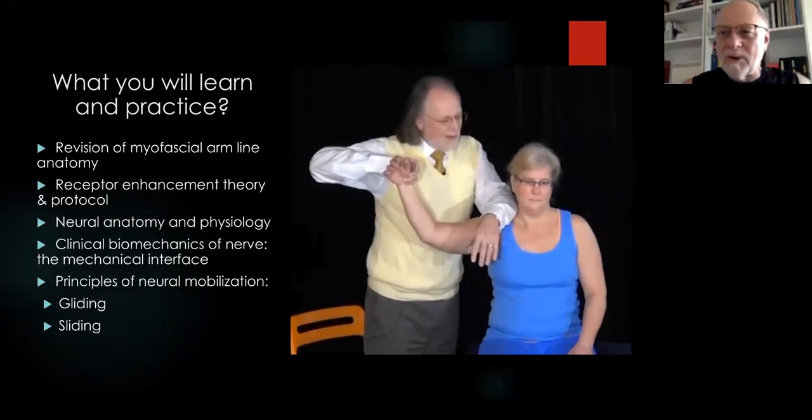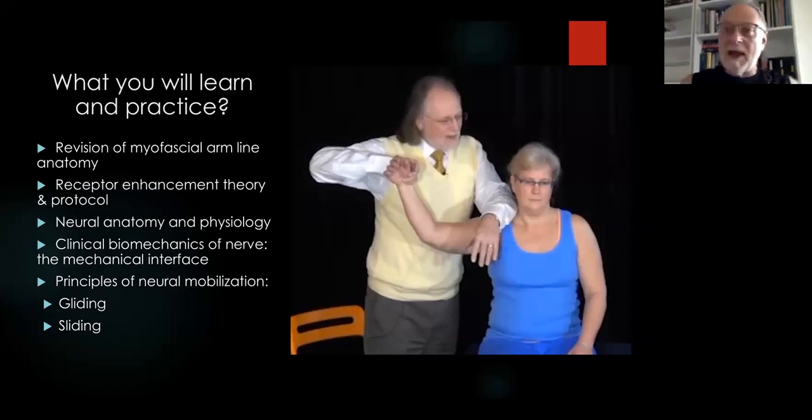So what will you learn in this weekend? Well, revision of the myofascial arm line anatomy, because in order to work nerves, you still have to have a certain degree of compliance with the soft tissue. The soft tissue needs to still allow you to treat the nerves. And if the surrounding tissue, which the nerves affect and create tension in and of itself, is way too constricted or tight, then you have to loosen that a bit. So we go through a little basic MFR and teach you a little bit about the arm lines for especially the upper extremities.